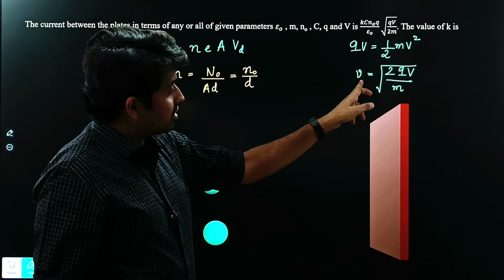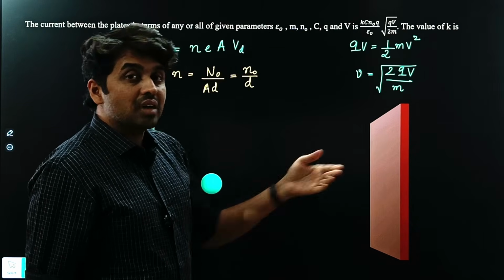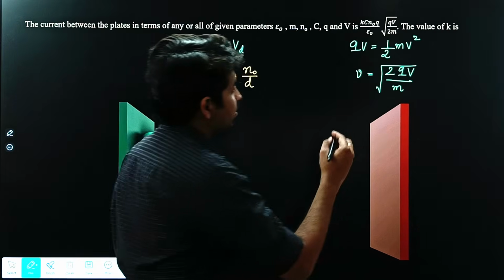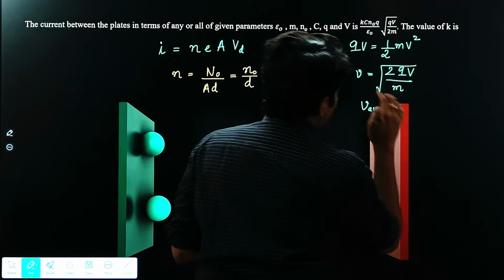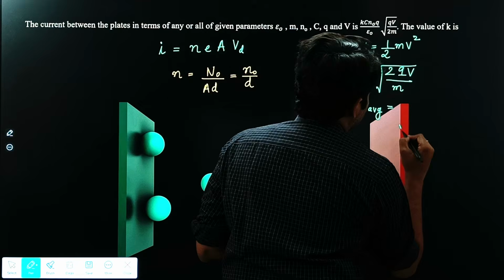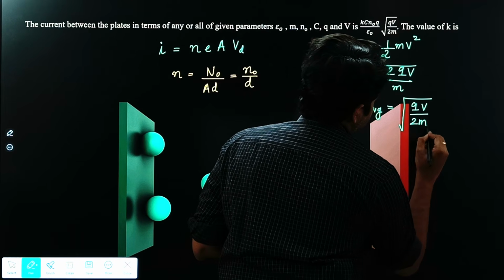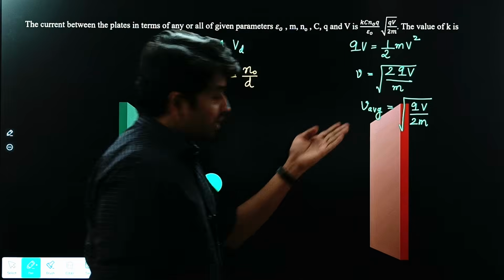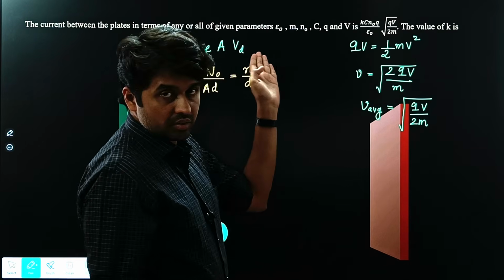In a uniformly accelerated motion, speed is going from 0 to v. What is the average speed? So v average equal to (v1 plus v2) by 2. So v average becomes the square root of qV by 2m. V average is nothing but the drift speed. So we'll just put this in for the drift speed.